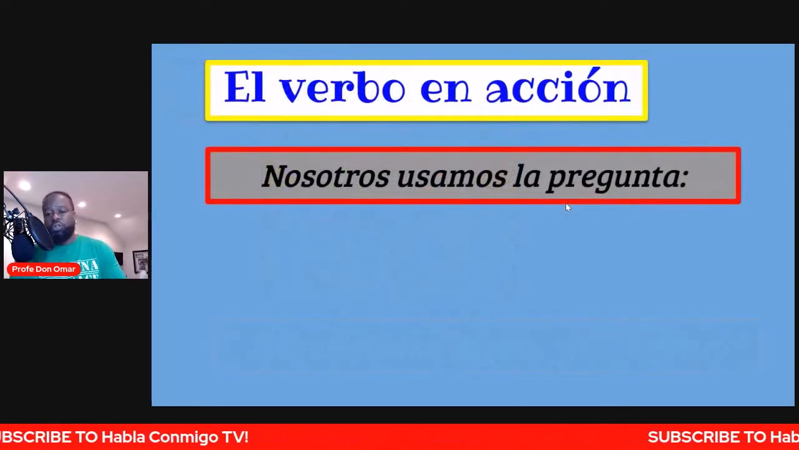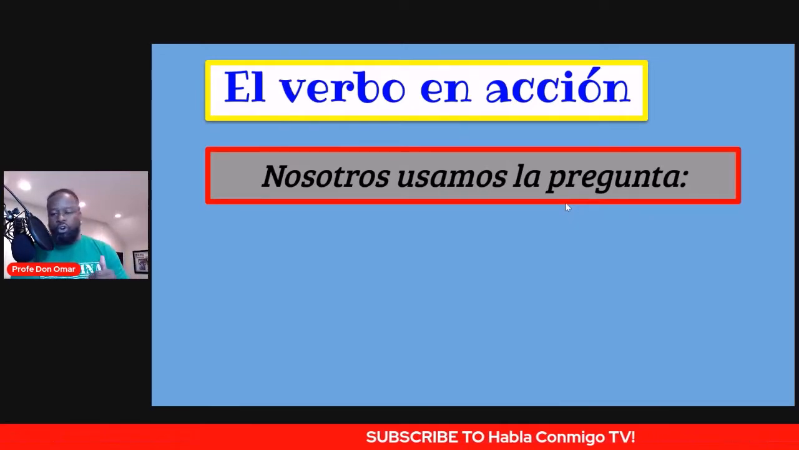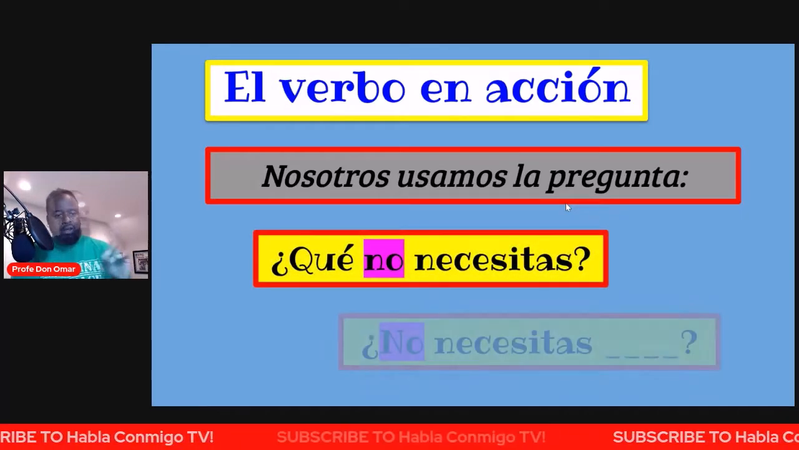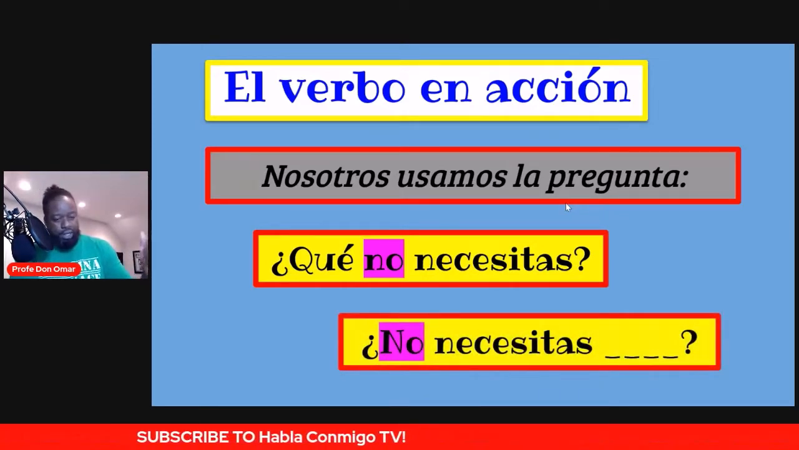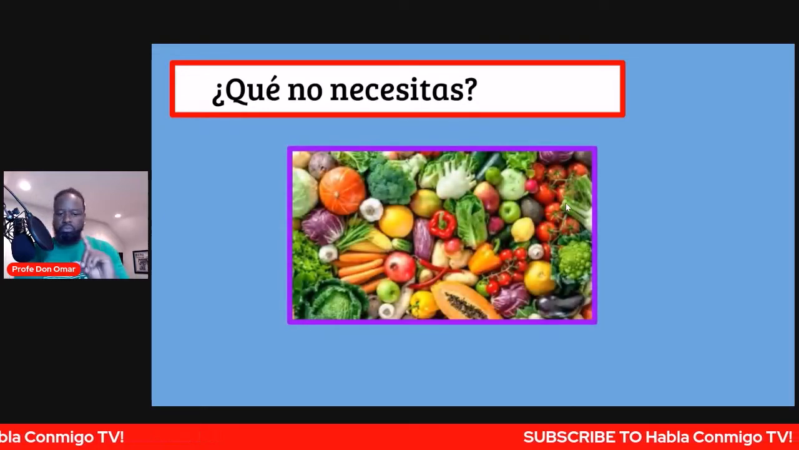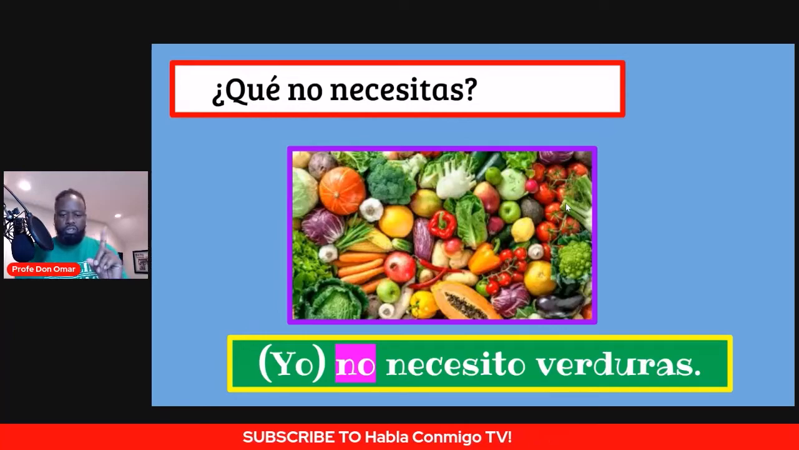Y ahora podemos usar el verbo en acción en una manera negativa. We can use the verb in action from a negative standpoint. Por ejemplo, ¿qué no necesitas, right? No necesitas blank. Let's take a look. ¿Qué no necesitas? No necesito verduras.